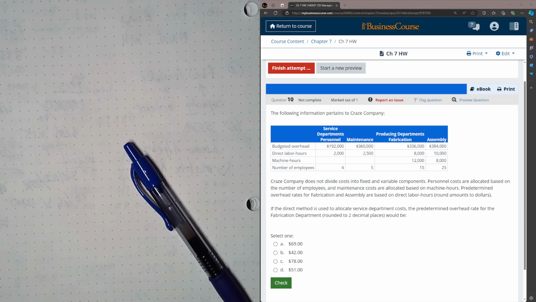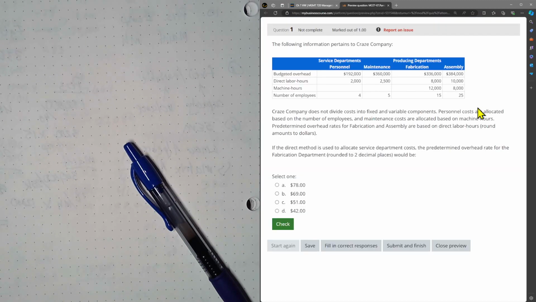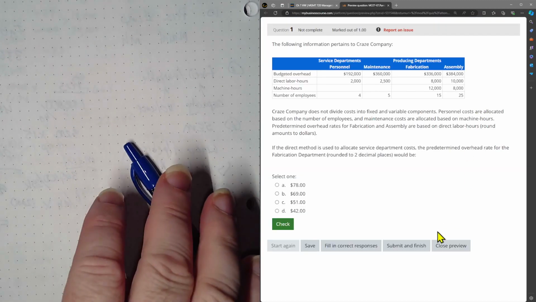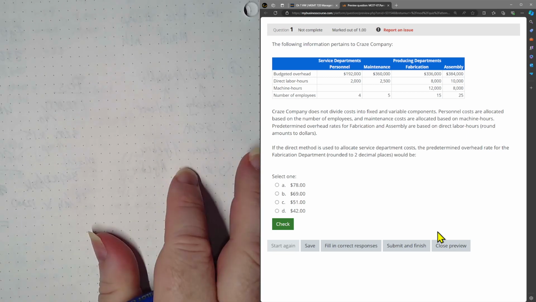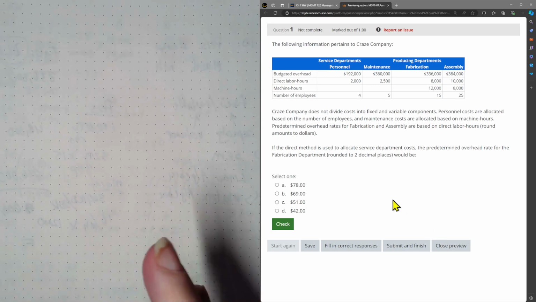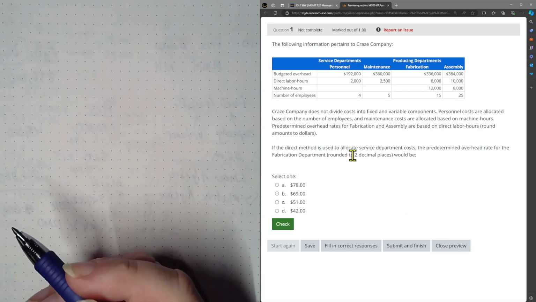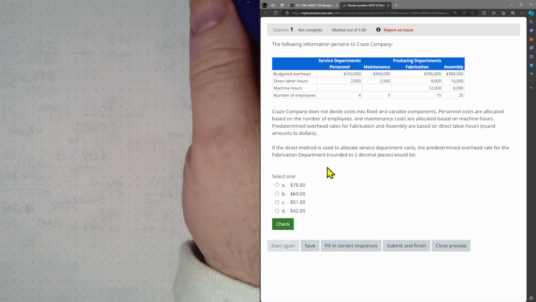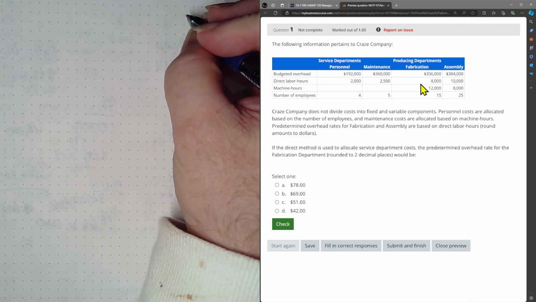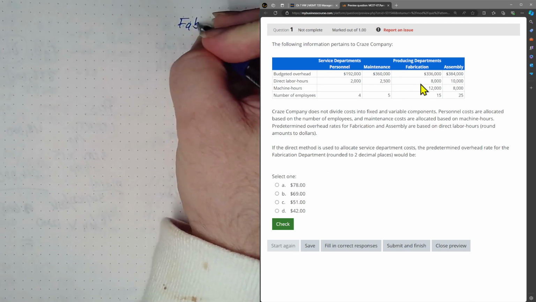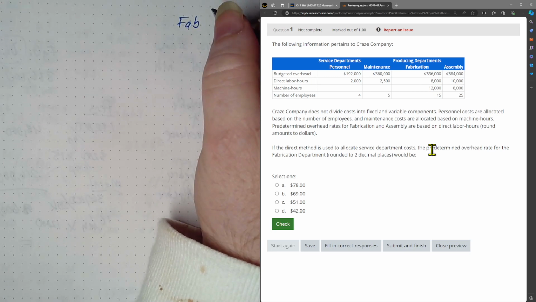All right, let's see. We've got our first homework here, which is homework number 10. It is a direct method question. Let's go ahead and take a look. Okay, always take a look to see what the question is asking for. Allocate service department costs. What is the rate for fabrication? Okay, so fabrication is one of the 2 production departments, and it says what is going to be the rate for them, and what does it base the rate on?